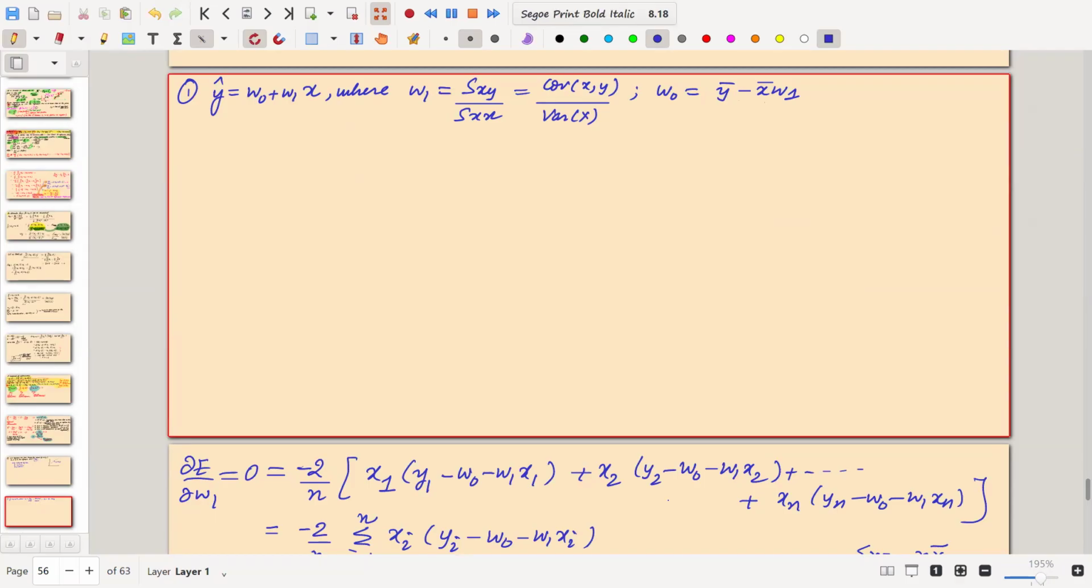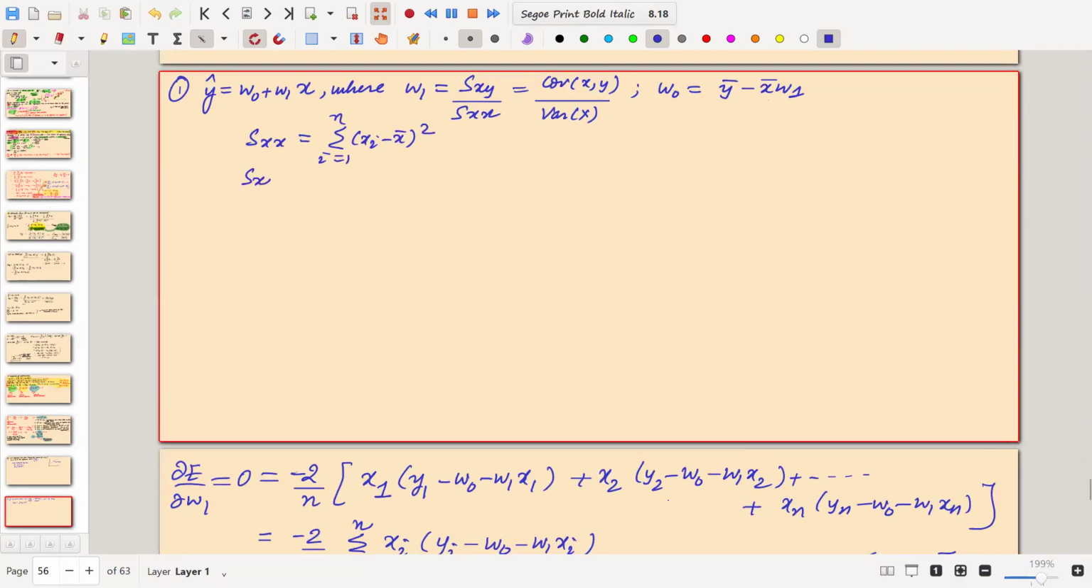Good. What is Sxx? Sxx is nothing but summation of xi minus x bar whole square, i equal to 1 to n. And Sxy is nothing but summation of xi minus x bar into yi minus y bar, i equal to 1 to n. Do you agree? Then we understood one important term, that is SST, the sum of squares total, which is nothing but sum of squares.